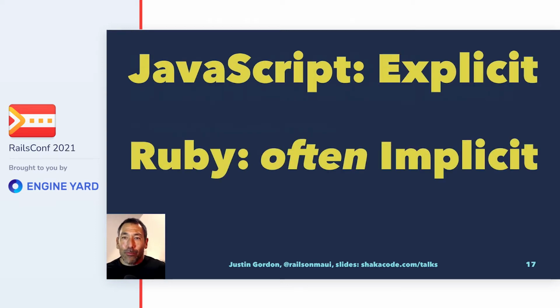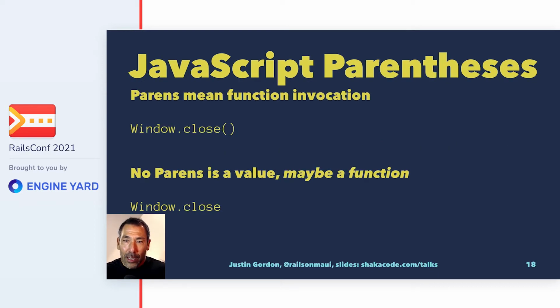Now I want to do a little compare and contrast of JavaScript and Ruby. JavaScript is very explicit and Ruby is often very implicit. I know JavaScript is familiar to a lot of you, especially some of the newer Ruby on Rails programmers. With JavaScript, parentheses always mean function invocation. No parentheses, no function invocation. So it's absolutely critical. How many Ruby on Rails programmers have done some JavaScript and forgotten to put those parentheses? I certainly have.